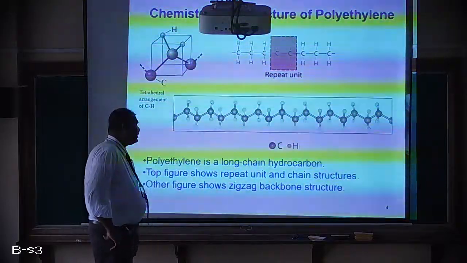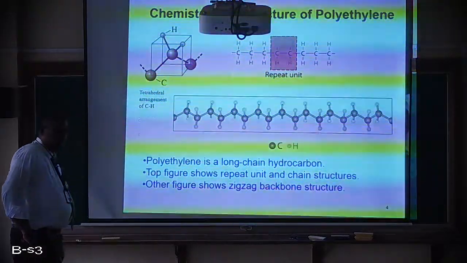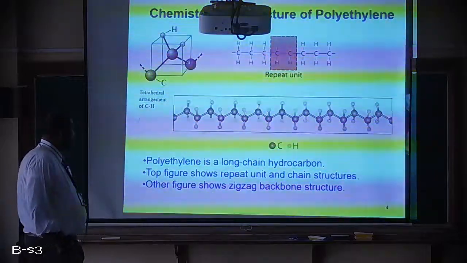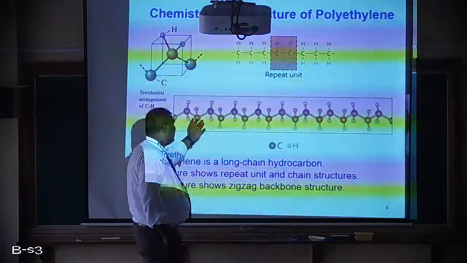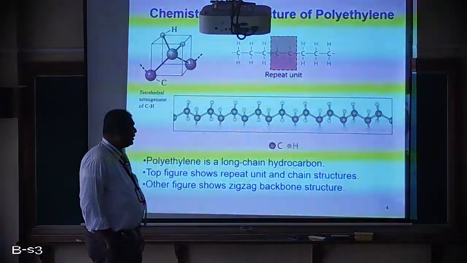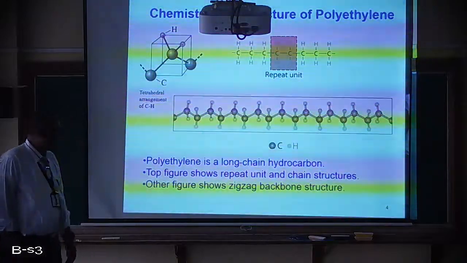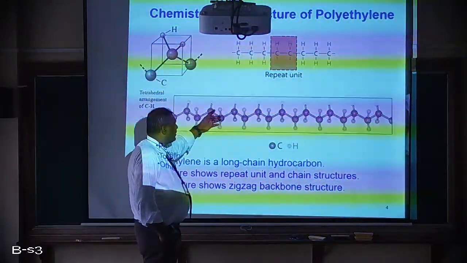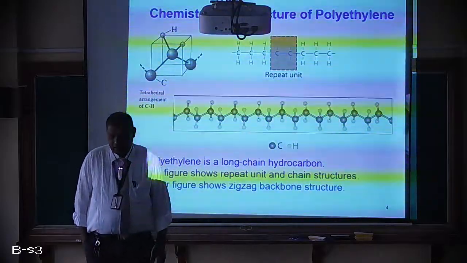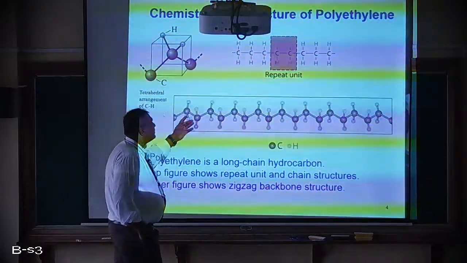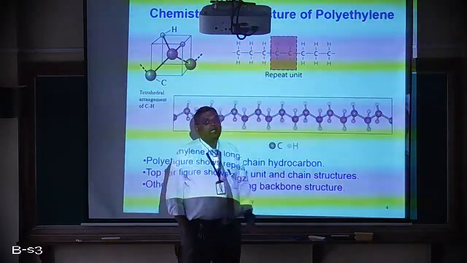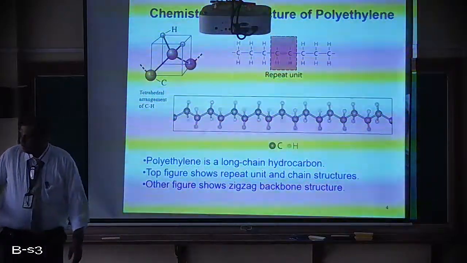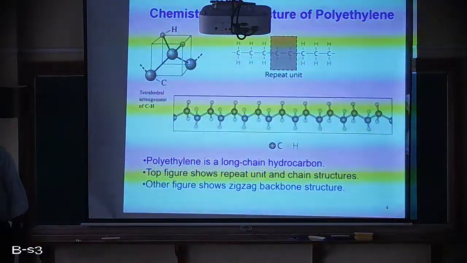So polyethylene is a long chain of hydrogen and carbon, generally called a hydrocarbon. This figure indicates the repetitive units and the chain structure, and this is the backbone of the structure. Chemically it looks like this, and just for representation it is written like this. Okay, so this is the polymer, and the chemistry and structure of the polymer.